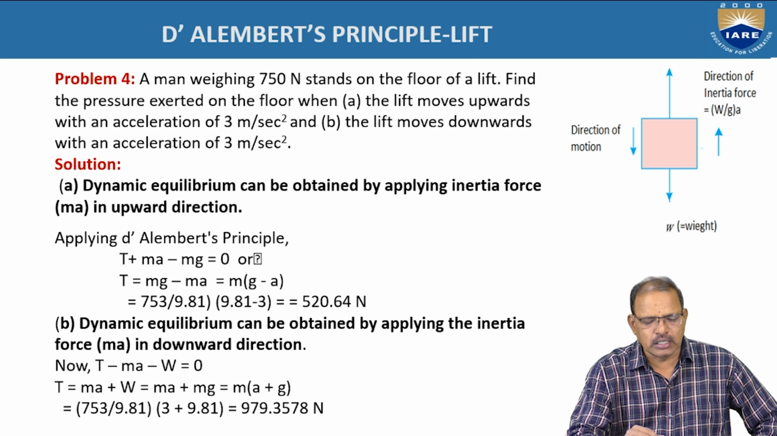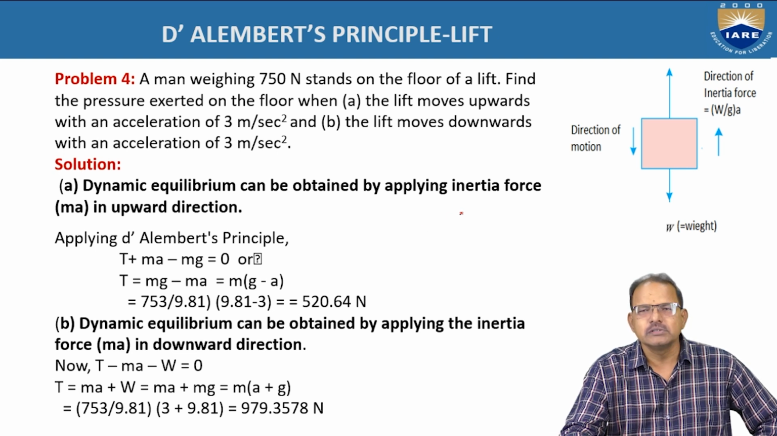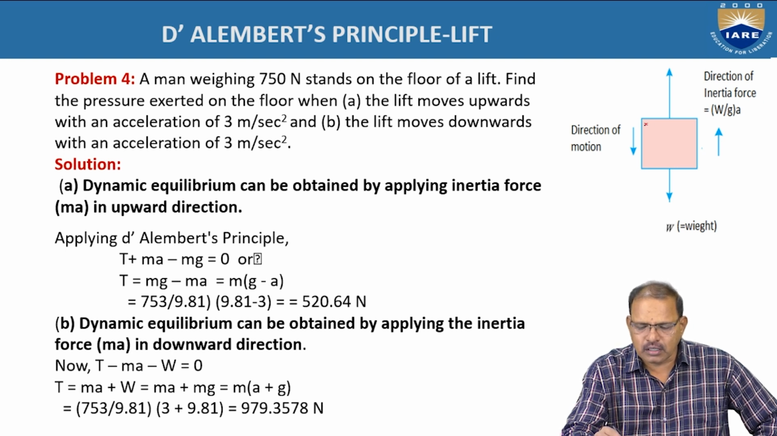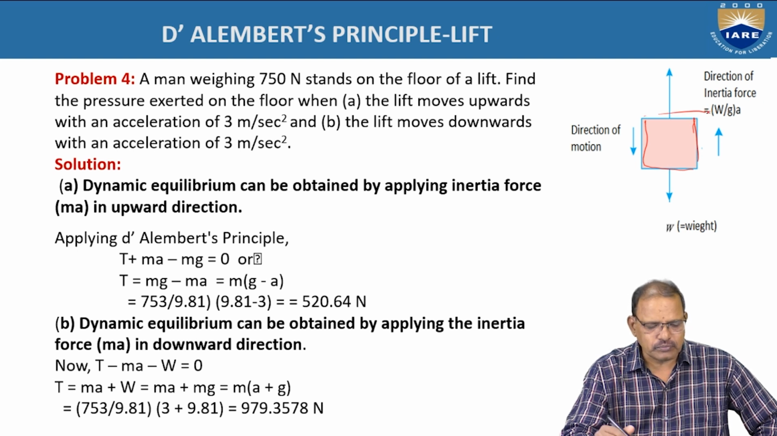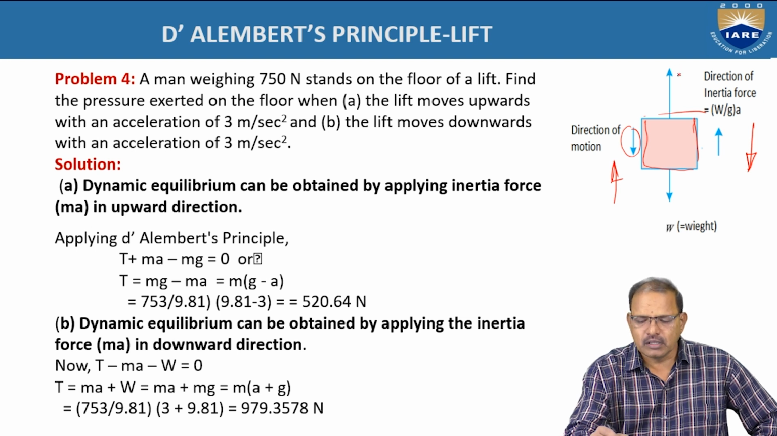Okay, dynamic equilibrium can be obtained by applying the inertia force. Here we are considering upward motion. The body, when it is moving, here the cage is there. The body is moving in upward direction now, that is, in the direction it is moving. Inertia force is acting in downward direction.